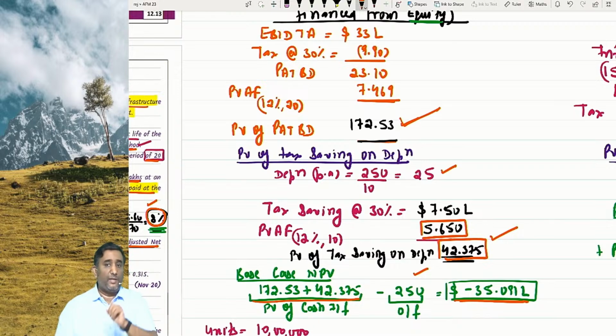Now second part, tell me how much interest you will be bearing. How much interest? Loan amount is what? 150 lakh. How much interest cost? How much interest? 9 lakhs. How much tax saving? 2.7. How many years? 15 years.